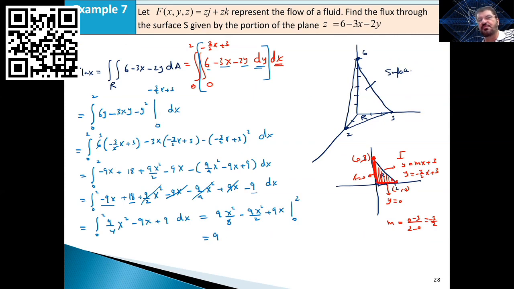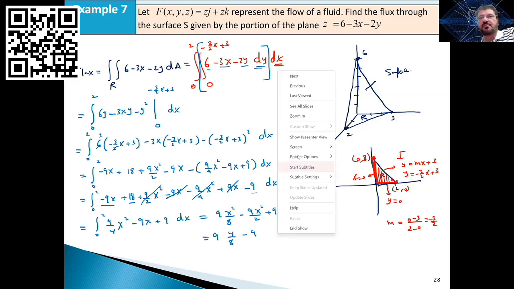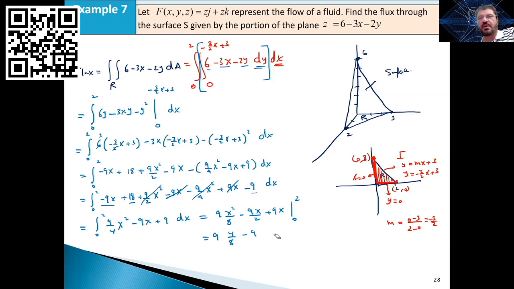So this is going to be 9. Put the 2 here, you get 4 over 8 minus 9. Same thing here. Here there is no square, sorry. I have no idea where did this square come from. So put the 2 here, 2 over 2, plus put a 2 here, you get 18. When you put the zeros, you get zeros. So this is 9 over 2 minus 9 plus 18. So it's 9 over 2 plus 9. 9 times 2 is 18. 18 and 9 is 27 over 2.